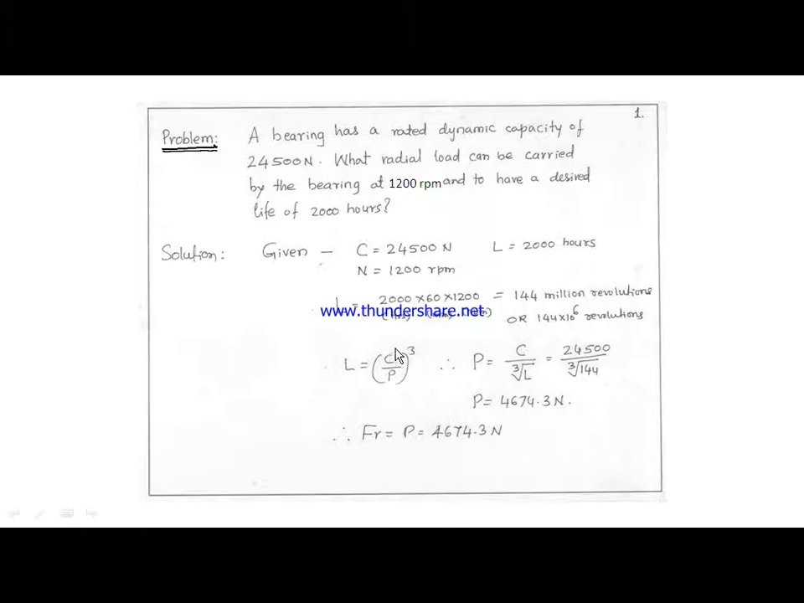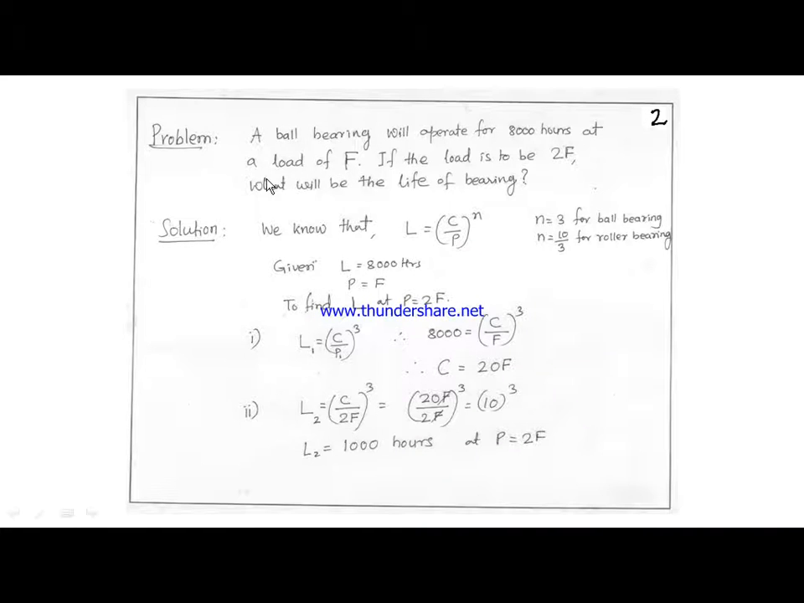So for a ball bearing, okay, assume that it is a ball bearing, otherwise this ratio will be different for a roller bearing, right? Now calculate the value of P, which is C divided by the cube root of L. L we have already calculated, so P is 4674.3 Newton. So it is the radial load that a bearing can carry with this dynamic load rating, that is 4674.3 Newton.